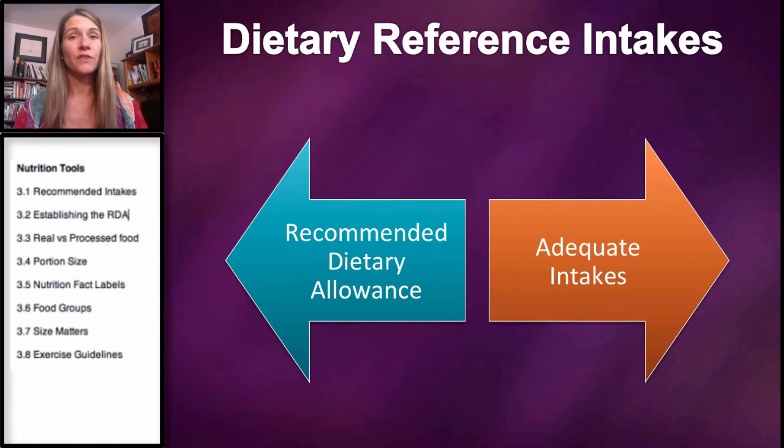When there's not enough research, either there haven't been enough studies or there haven't been enough quality studies, they call this an adequate intake, an AI. So we either say RDA or AI, the adequate intake, and that just means that they have made an educated guess based on the evidence that we have at this time. It's just the best guess at this time, an educated guess based on the research that is available. Whereas the RDA, the recommended dietary allowance, is based on solid scientific evidence.